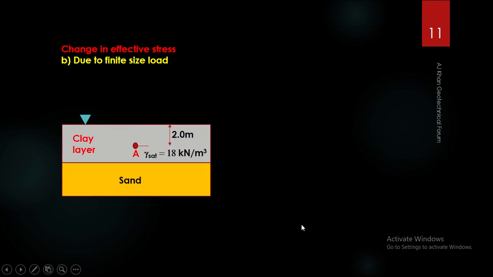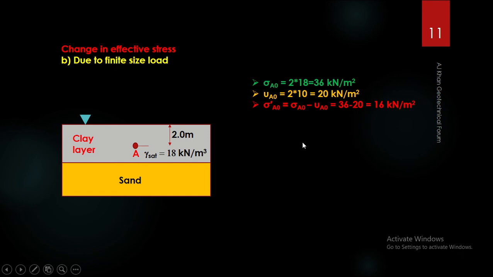Let us take another example, and this time instead of applying a large infinite size of load like a fill placement, we'll now use a finite size of loading on the same soil layers. The clay layer, the saturated unit weight is 18 kilonewton per meter cube, underlain by a sand layer, and these two layers are fully submerged, so they are fully saturated. So the total stress in the initial scenario is 36. Pore water stress is 20, and the effective stress is 16.